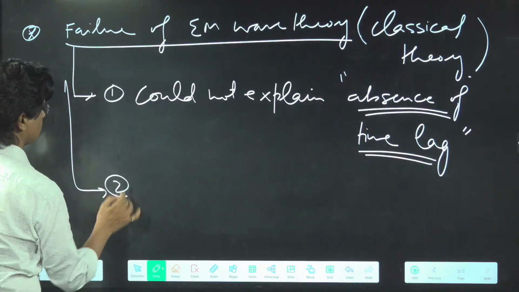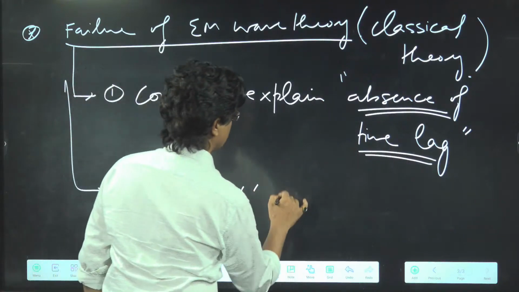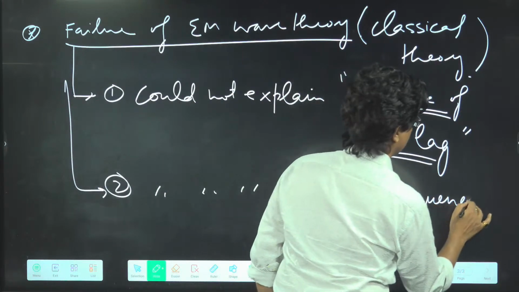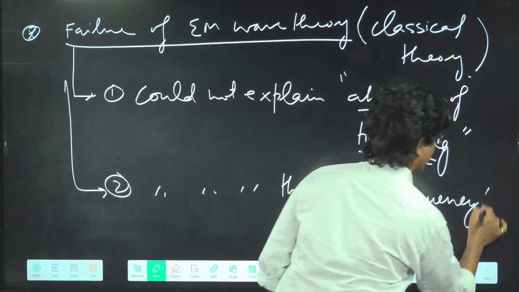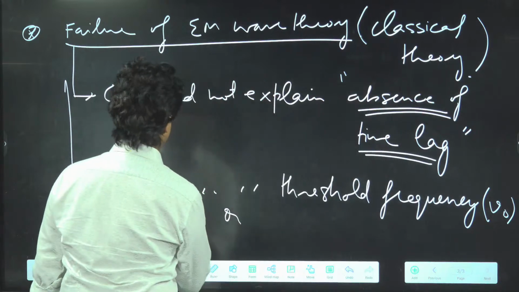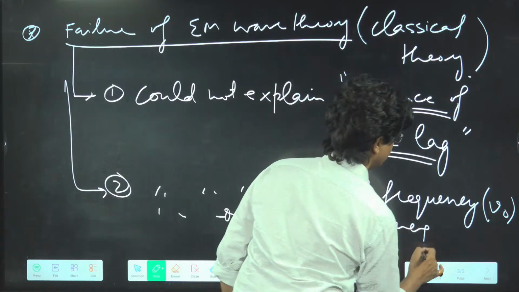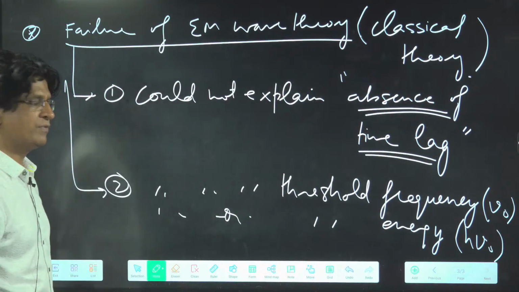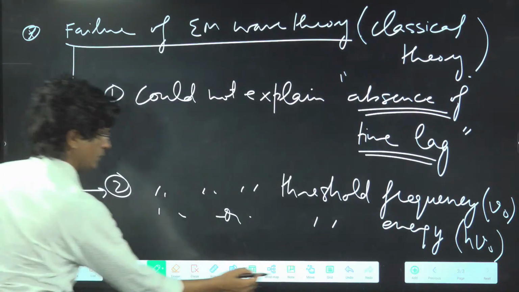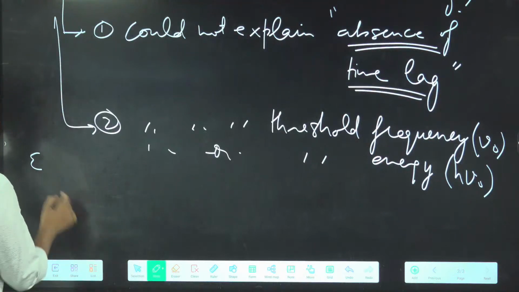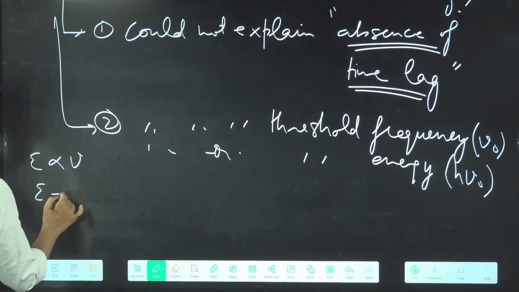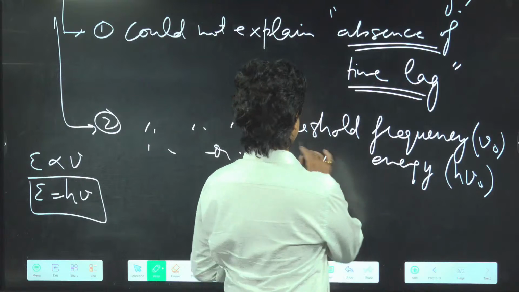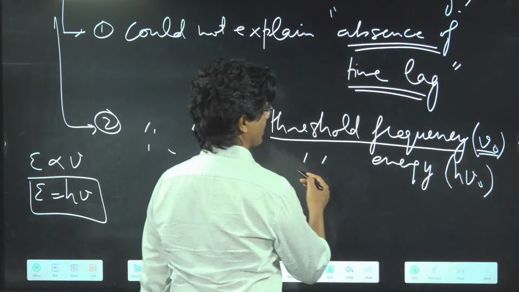Second one, they could not explain the threshold frequency, which you will write as nu naught. Or you can say they could not explain the threshold energy, which will be nothing but h nu naught. In the last lecture, we have seen that if you multiply frequency by h, it becomes energy. So E is equal to h nu. In this case, the threshold frequency is nu naught and the threshold energy is h nu naught.